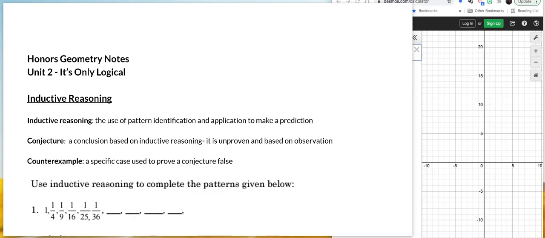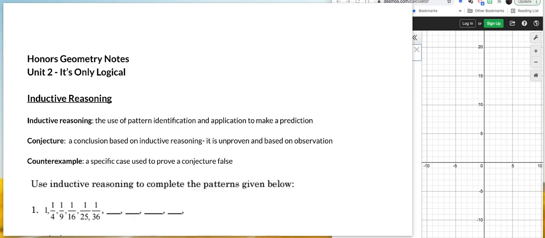A conjecture is a conclusion based on inductive reasoning. It is unproven and based only on observation. A counterexample is a specific case used to prove a conjecture is false.